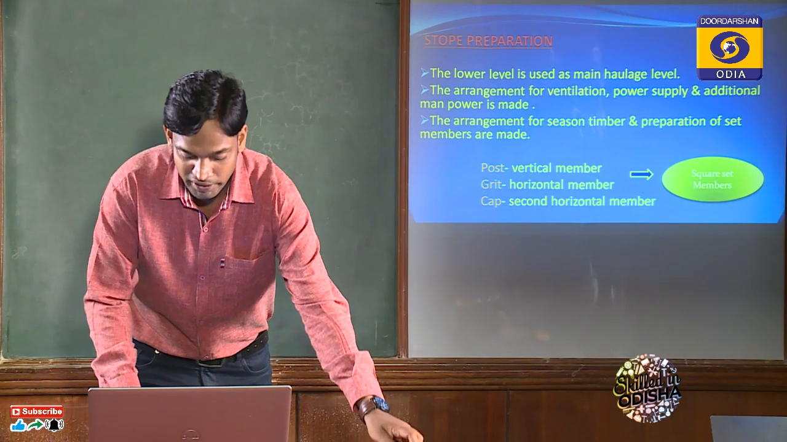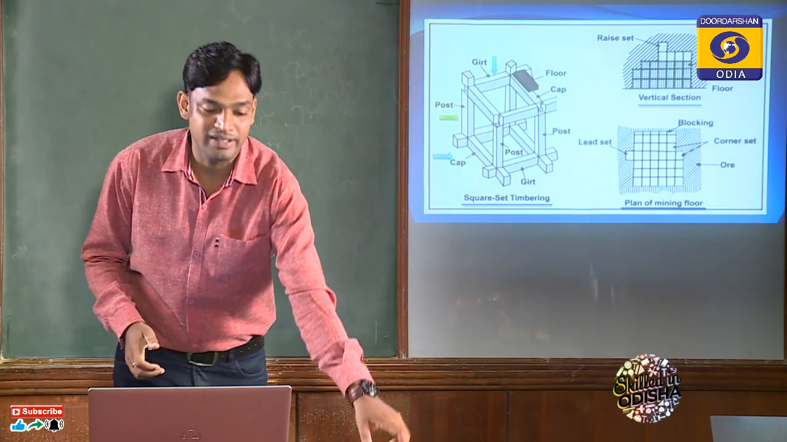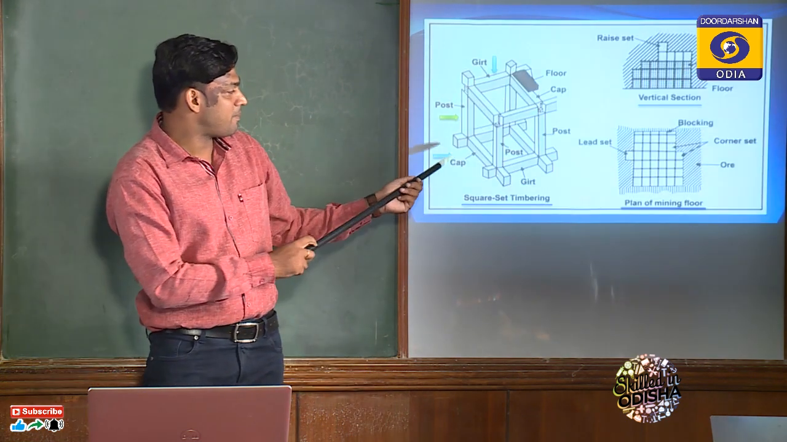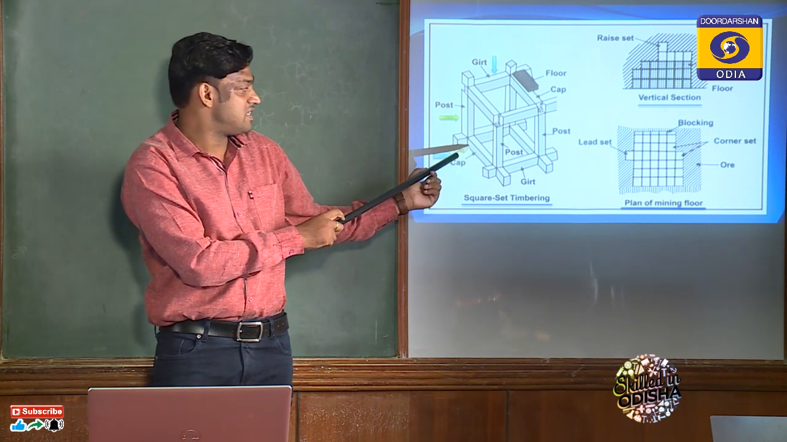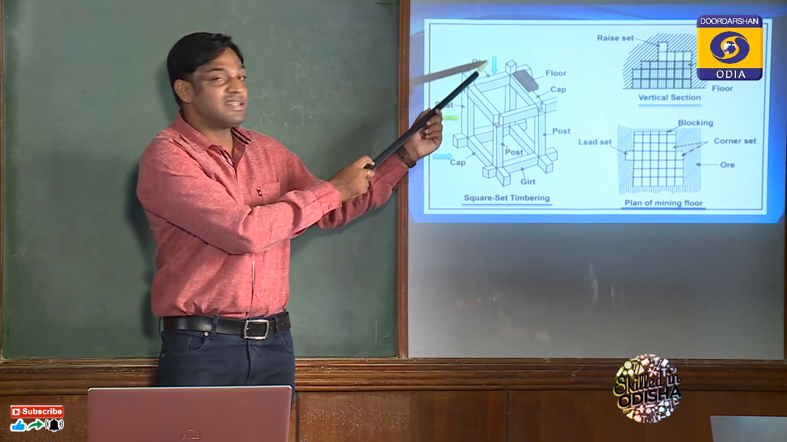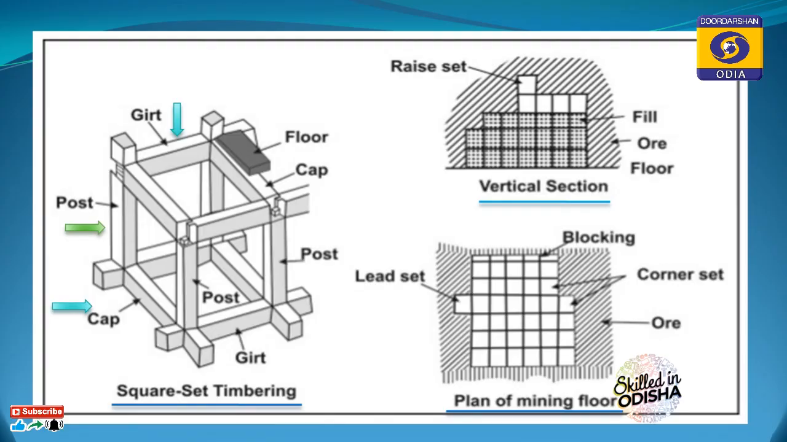Let us see how it looks. This is the square set timbering. These are the members. This is the cap. This is a horizontal member. Girt is another horizontal member, and post is a vertical member. Actually, this is one square set.